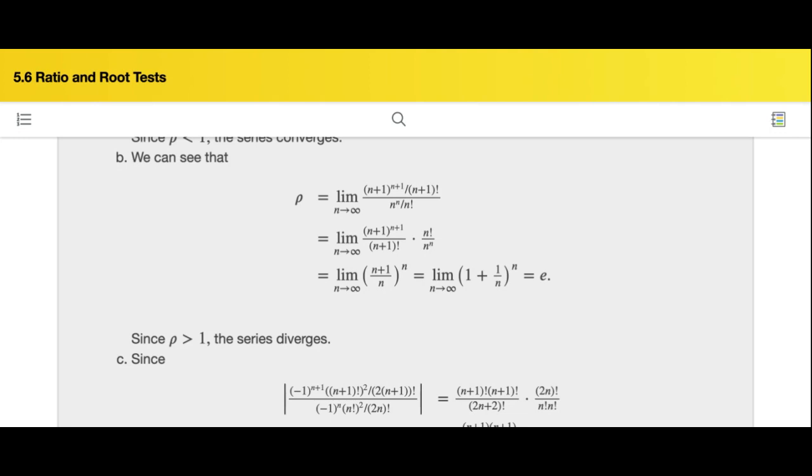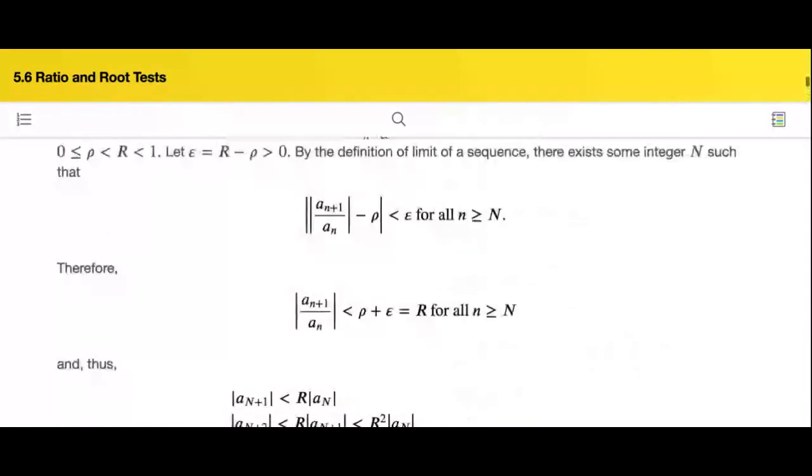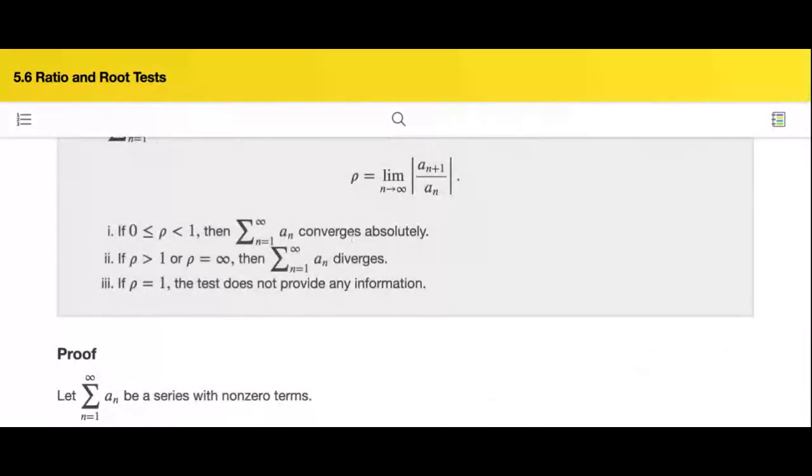If we got 1 plus 2 over n, that's going to be e squared. If we have 1 plus 3 over n, that's e cubed, and so on and so forth. So this one is just the definition of e raised to 1. So rho is the number e. What's the Euler number? 2.718, it goes on forever, just like pi, an irrational number, but it's bigger than 1. So if it's bigger than 1, we go back to the ratio test. The second one says, if the limit of the ratio is bigger than 1, the series diverges.